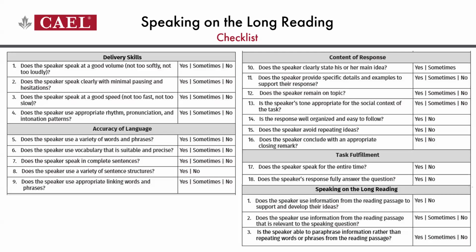There are multiple raters, and they're going to listen to your response and give you a score, remember, a band level, based on your performance, or based on the strengths and weaknesses that you demonstrate across all five of these particular categories that you see on screen. So that first one's all about the delivery skills.